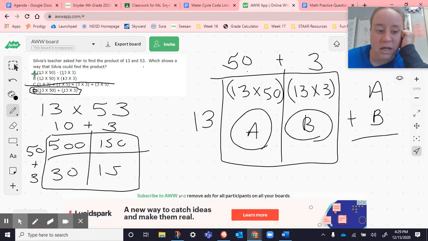Then this one has the same numbers as well, but they're subtracting. We never subtract our partial products. We have to add these two pieces together to get that final answer. Let's call it C. Okay. Now notice here they didn't want the final product. They just want a way to get there. So there you go. That's how I kind of connected it to what we had been talking about.